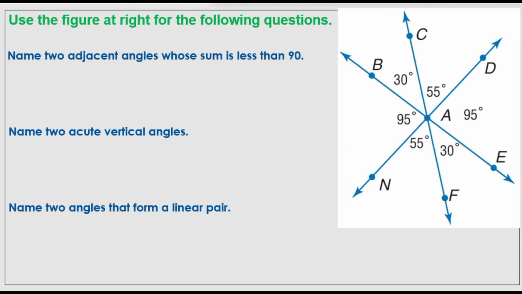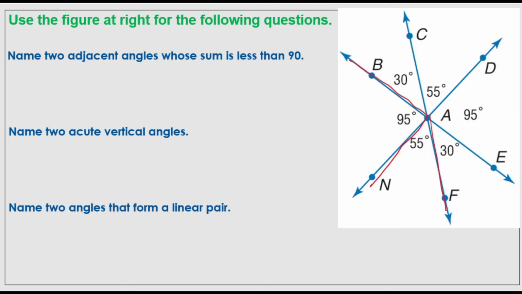Let's do our first example. Use the figure at right for the following questions. You can see there are three lines. Name two adjacent angles whose sum is less than 90 degrees. Adjacent angles by definition share a common vertex and a common ray. If we take this angle and this angle, they are adjacent angles, but if you add these two up, they are going to be more than 90 degrees.